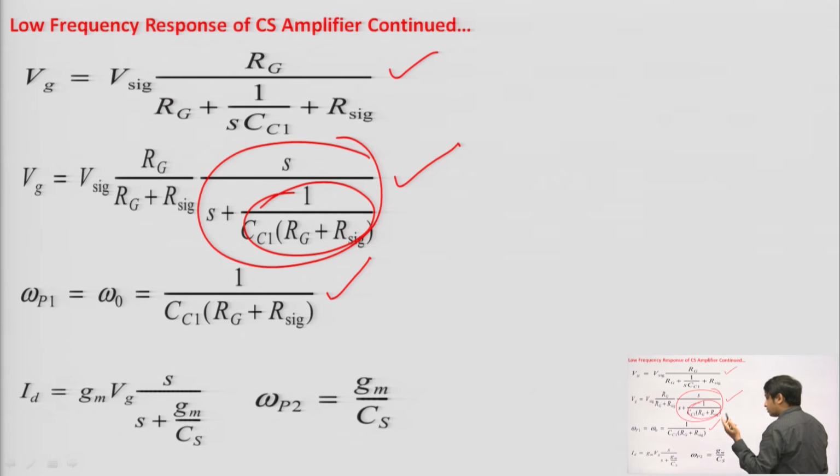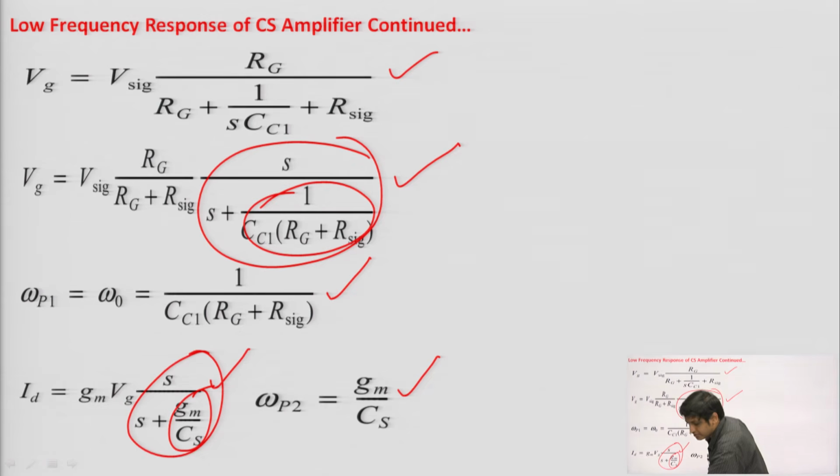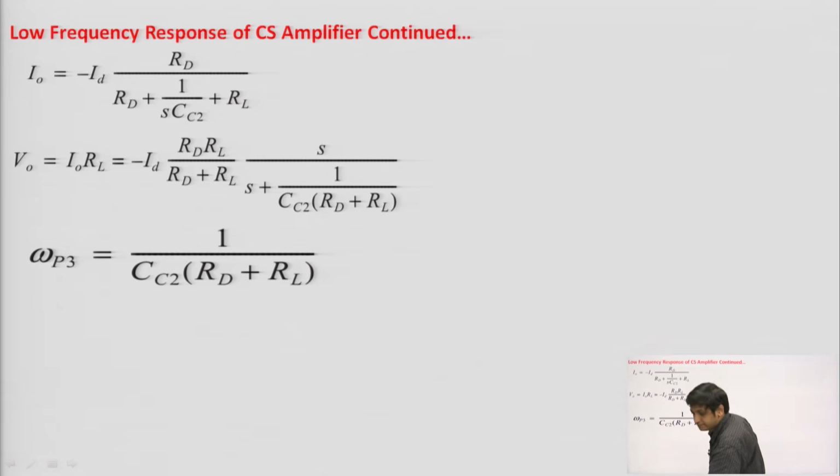Similarly, to calculate the second corner frequency, we will use this expression of ID that I have already discussed. From here we will get the second corner frequency, that is Gm upon Cs. Again it is of the form S upon S plus something. This something is your corner frequency. This is a high pass type. Similarly, to calculate the third corner frequency, we will calculate the value of I naught here.